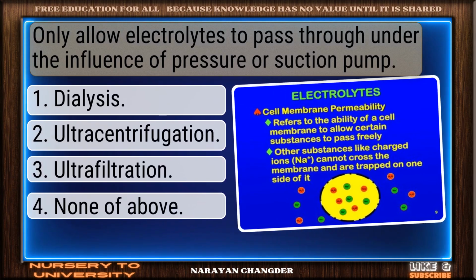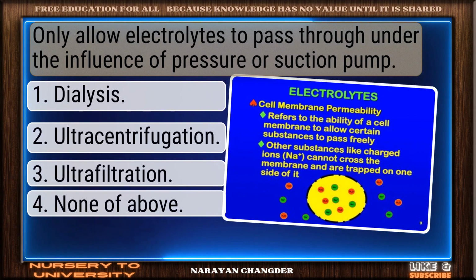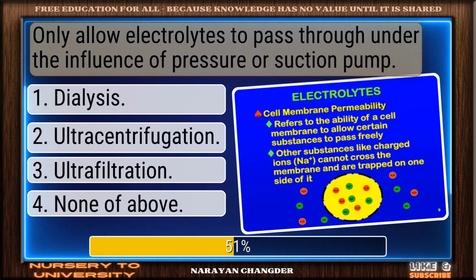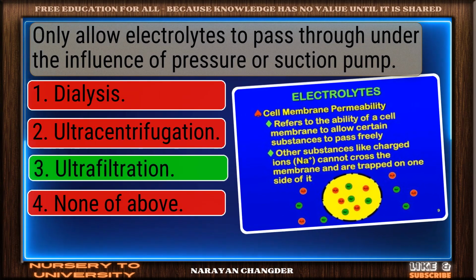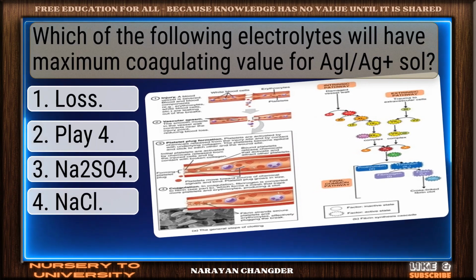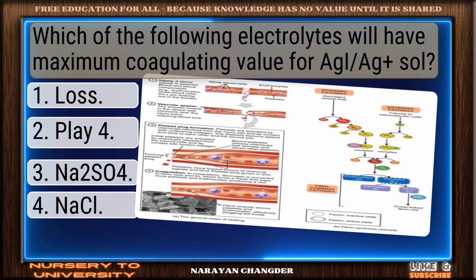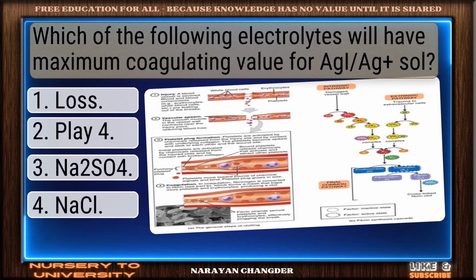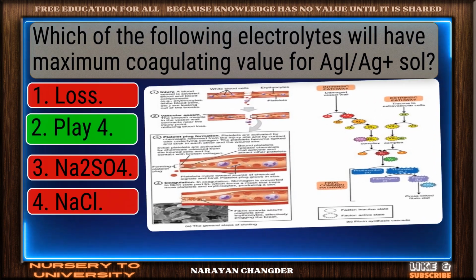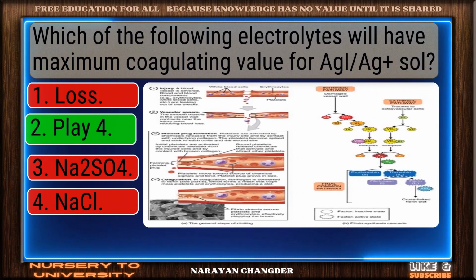Only allow electrolytes to pass through under the influence of pressure or suction. Excellent choice. Ultrafiltration is the right answer. Which of the following electrolytes will have maximum coagulating value for Ag plus sol? Bravo! Option 4 is the answer.